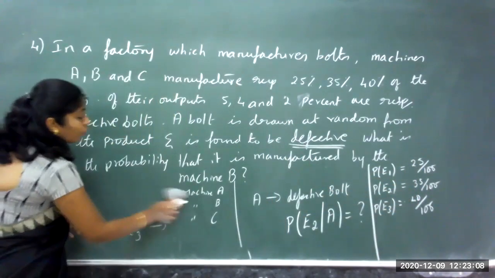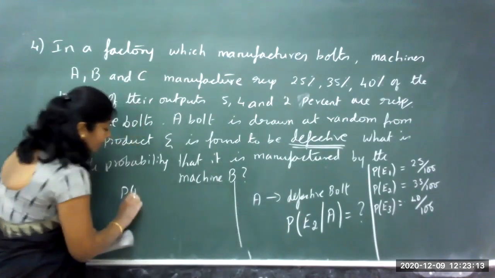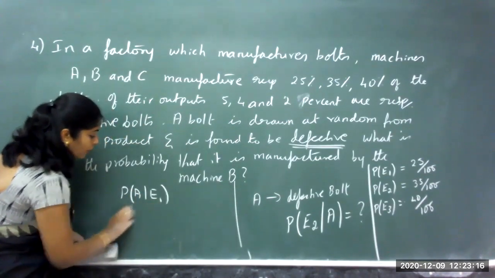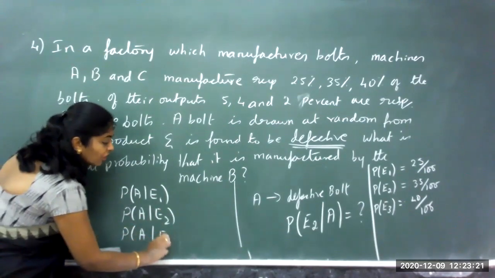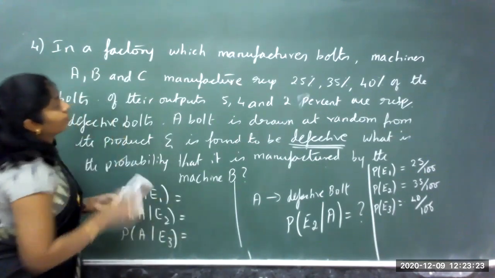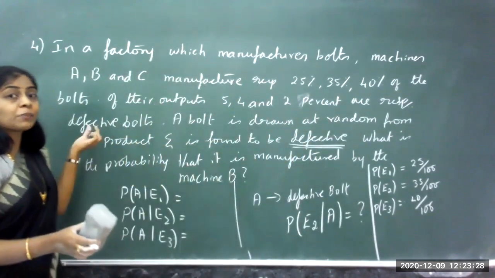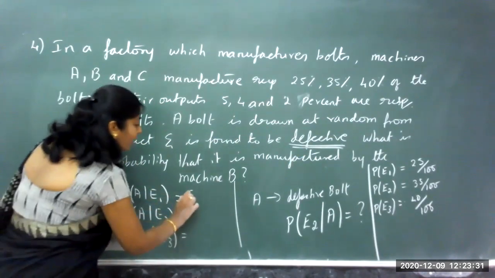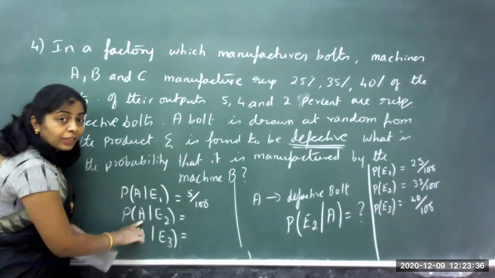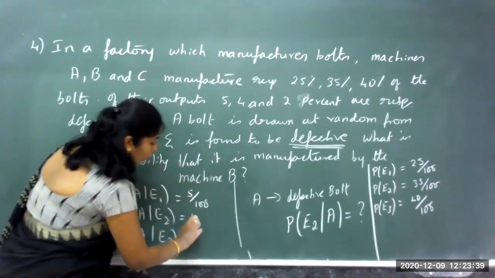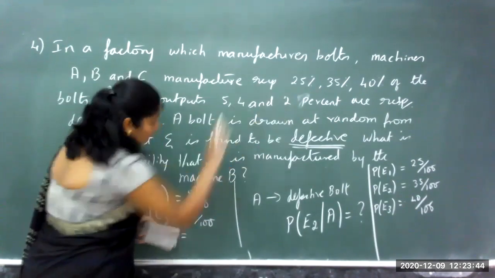Now what I have to obtain is the probability of choosing the defective bolt A from machine 1, the probability of choosing a defective bolt from machine 2, and the probability of choosing a defective bolt from machine 3. That is already given. Of the outputs, 5, 4, and 2 percent respectively are defective bolts. So defective bolts from machine 1 is 5/100, from machine 2 is 4/100, and from machine 3 is 2/100.